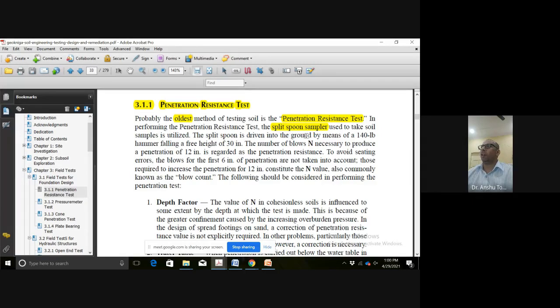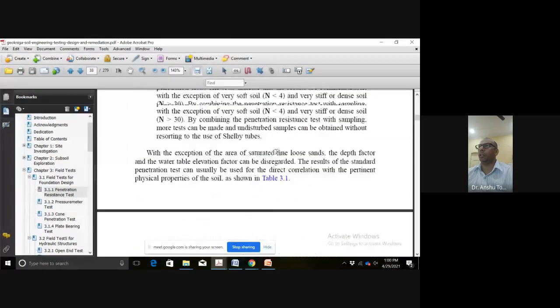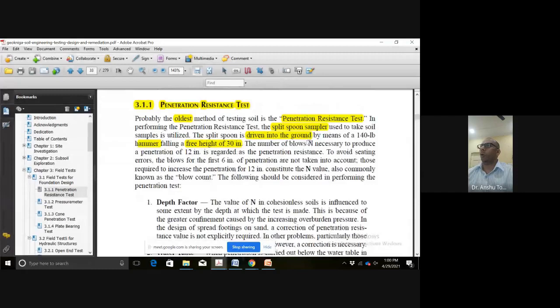The split spoon is driven into the ground by means of a hammer falling from a free height of 30 inches, that is approximately 3 feet. A hammer is used to hammer the sampler. Let us see if we are having a figure of it. No, we are not having the figure, so I will share with you the figure for that. The number of blows N necessary to produce a penetration of 12 inches is regarded as the penetration resistance.